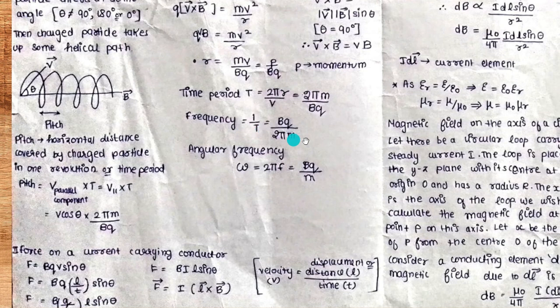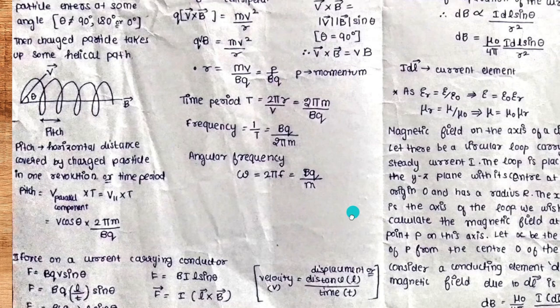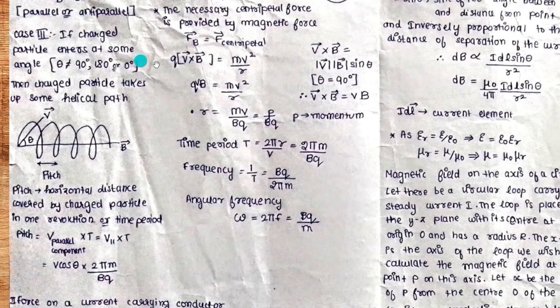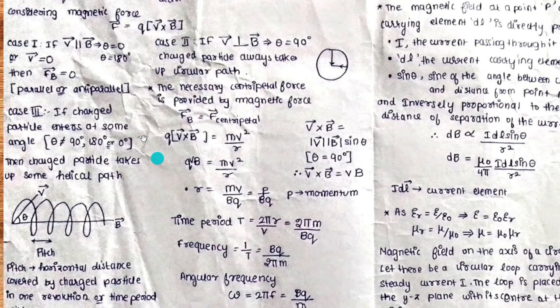Now, angular frequency is 2 pi into the frequency, that is linear frequency, 2 pi f, which is equal to bq by m. Now, the next concept we get here is case 3, that is if a charged particle enters at some angle. So the first case was what? Theta is 0 or 180. Second case, theta is 90.